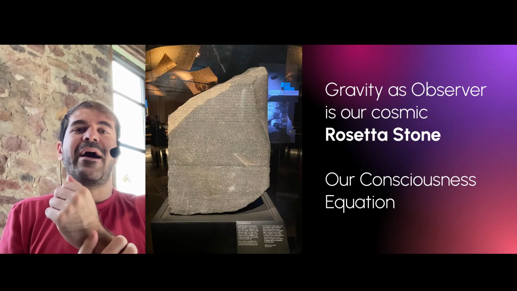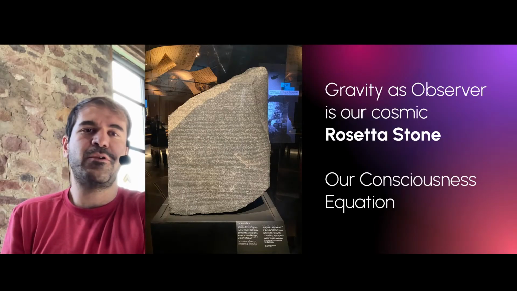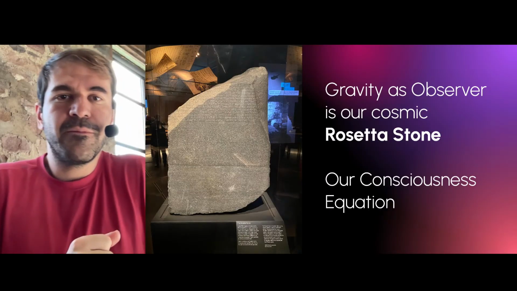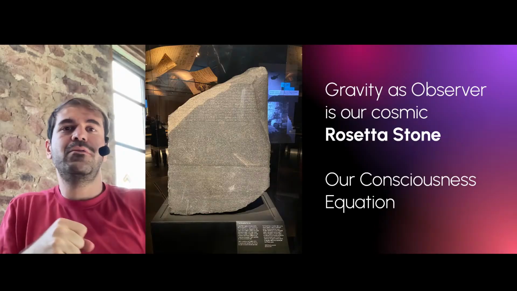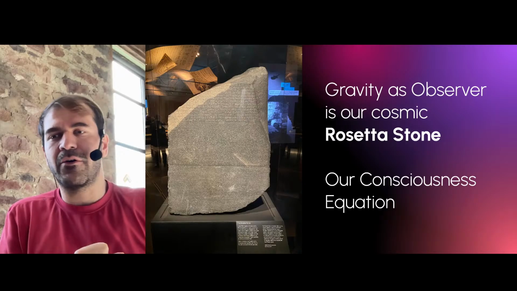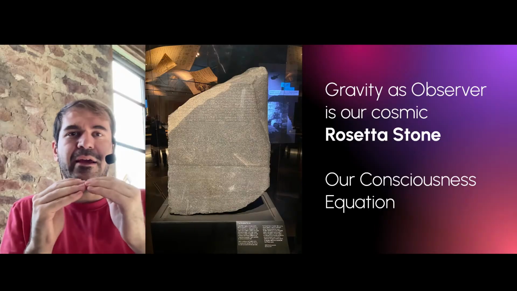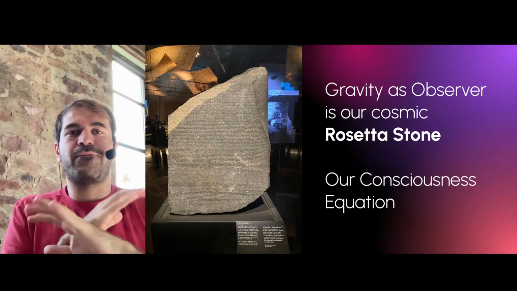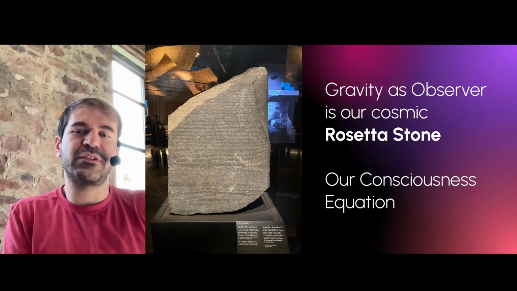All right, so gravity as the observer is our cosmic Rosetta Stone. It's our consciousness equation. Because as soon as you fully and finally tie gravity to the observer, you no longer have any questions about what consciousness is or what gravity is or what quantum mechanics is, how they all relate. You need this tie-in with gravity and consciousness in order to have a final full theory of everything of what you are and how you work. That's the fundamental consciousness equation.